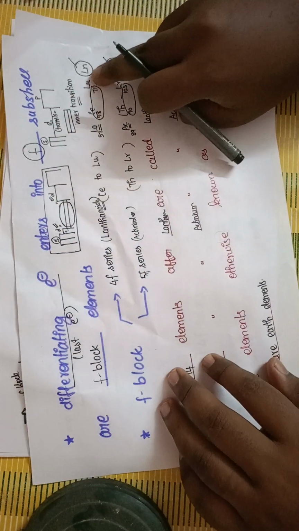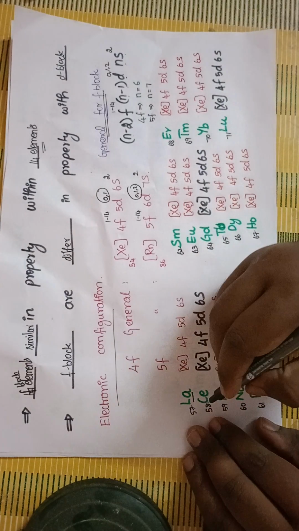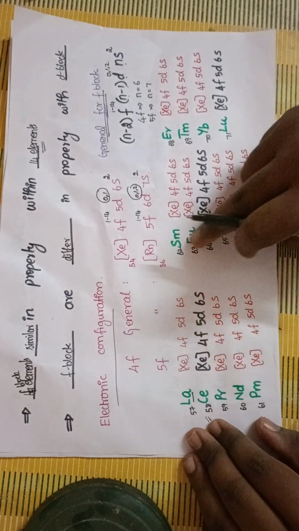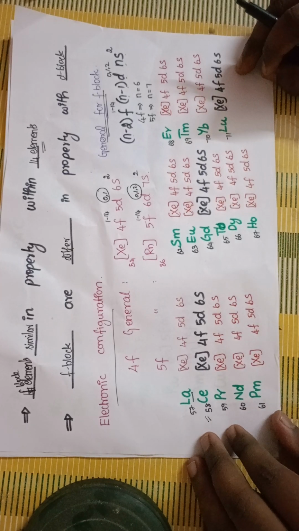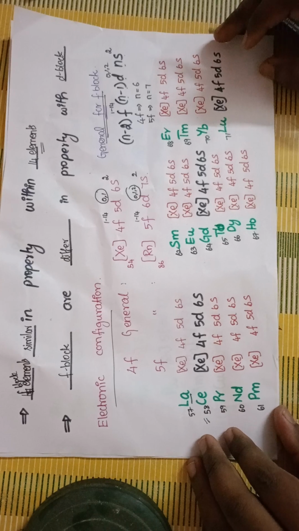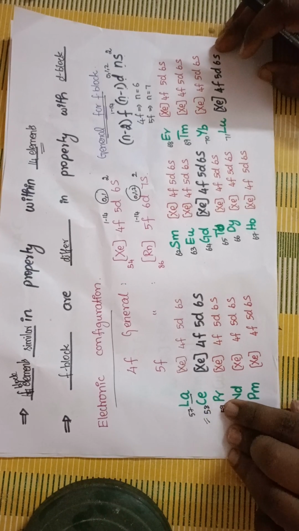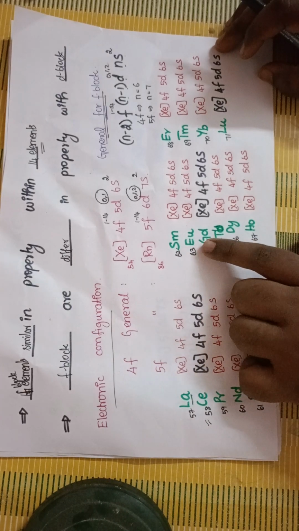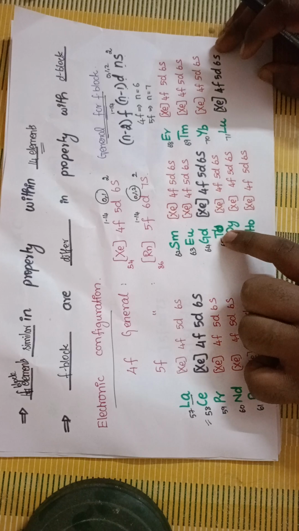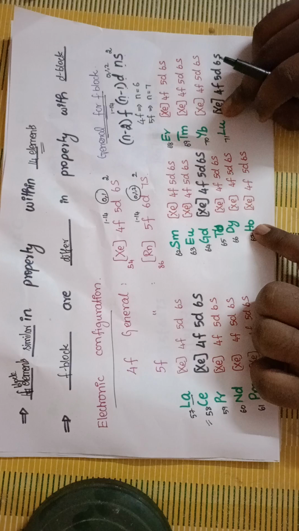What we have discussed here, you will get lutetium 71. Just remember, the elements are very important and the order is very important. In class we will discuss the shortcut. So cerium, praseodymium, neodymium, promethium, samarium, europium, gadolinium, terbium, dysprosium, holmium, erbium, thulium, ytterbium, lutetium.